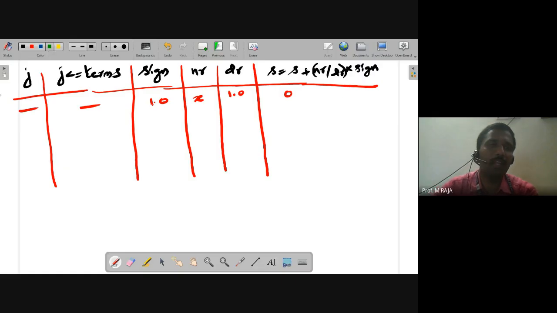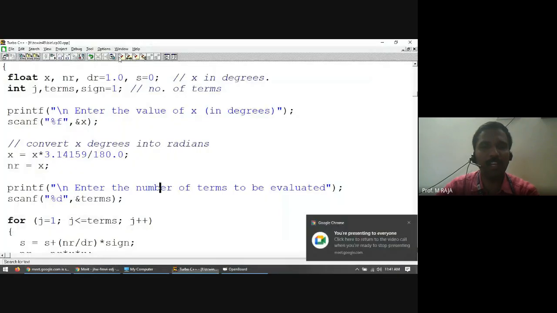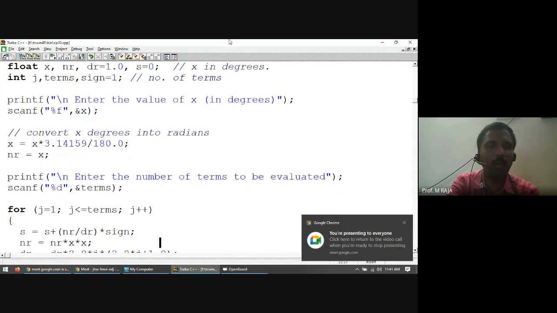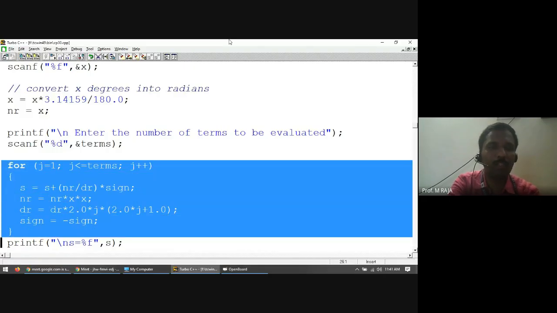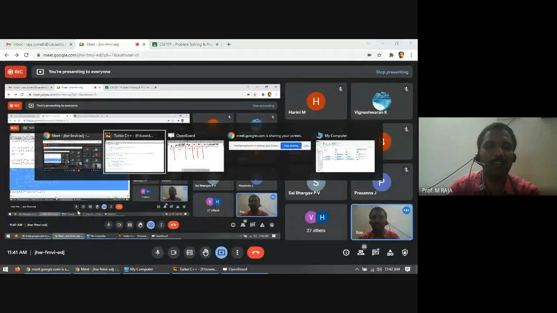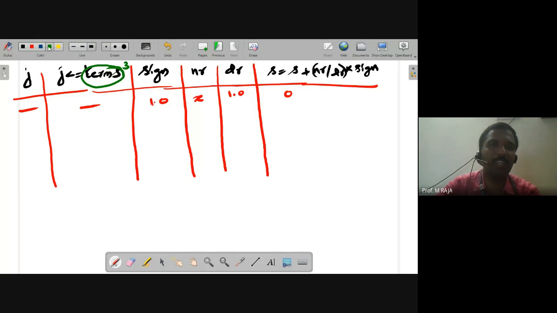Suppose here I write, let us evaluate for 3 terms for some x. When terms is equal to 3, please understand carefully. Now we are in this step. Control enters into the for loop. This logic needs to be traced to ensure the correctness of our evaluation. j starts at 1. So I write here the initial value of j is 1.